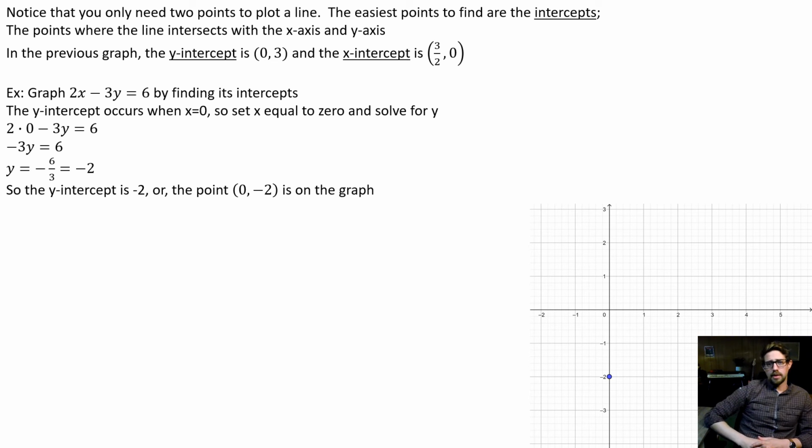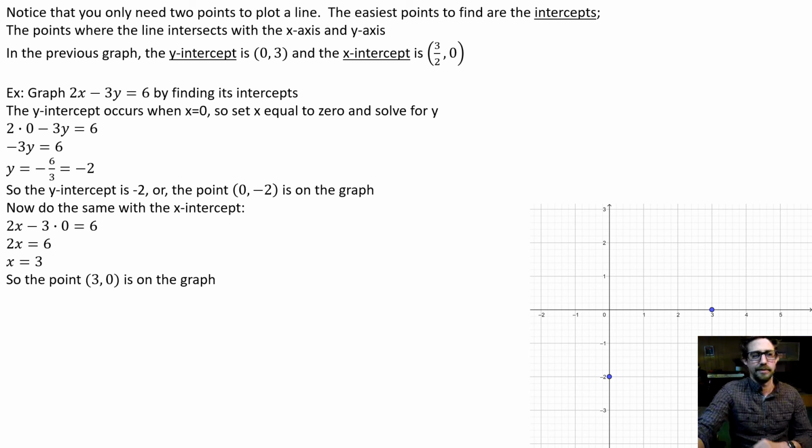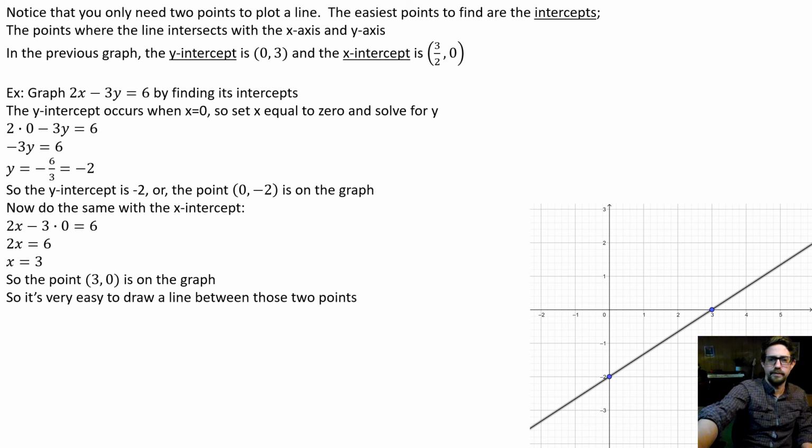There it is. And then just do the exact same thing for the x-intercept. For the x-intercept, you want y to be 0. So it's going to be 2x minus 0 equals 6. That term just vanishes, so it's just 2x equals 6, and x equals 3. See how easy that was? So this isn't the only way to graph a line, but it's the quickest way, because now all you need to determine a line is those 2 points. So just draw a line connecting those 2 points and you have it. See? Beautiful.